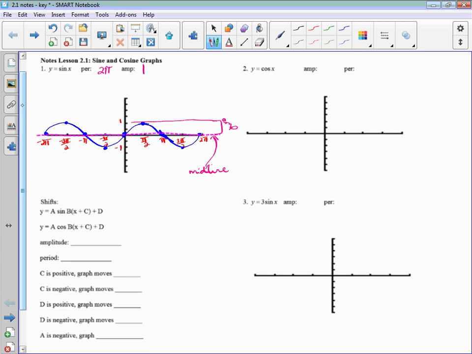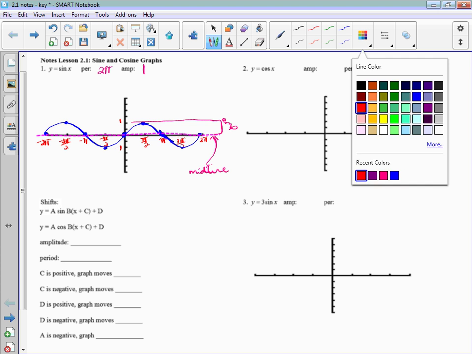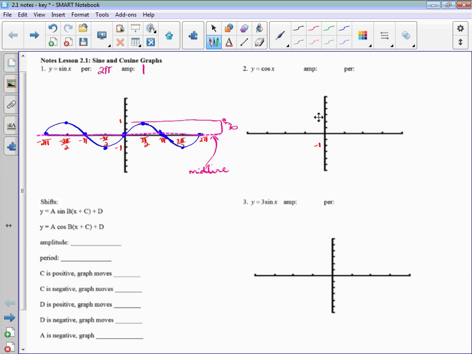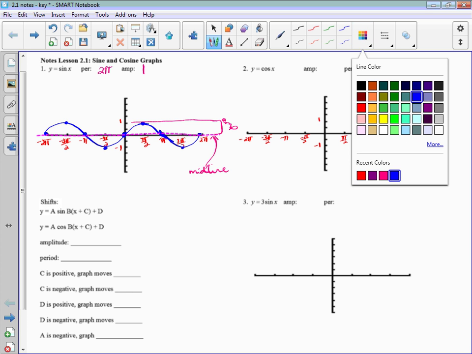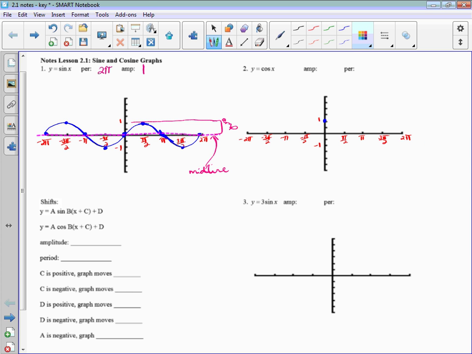Alright guys, it looks like a lot of you got there, which is good. So your x-axis labels are the same: pi over 2, pi, 3 pi over 2, and 2 pi. Do the negatives. Make sure you give me some sort of label on your y-axis too, so I know if you're going by ones or twos or whatever. Cosine starts at 1, 0, 1, and you can follow your pattern over here.